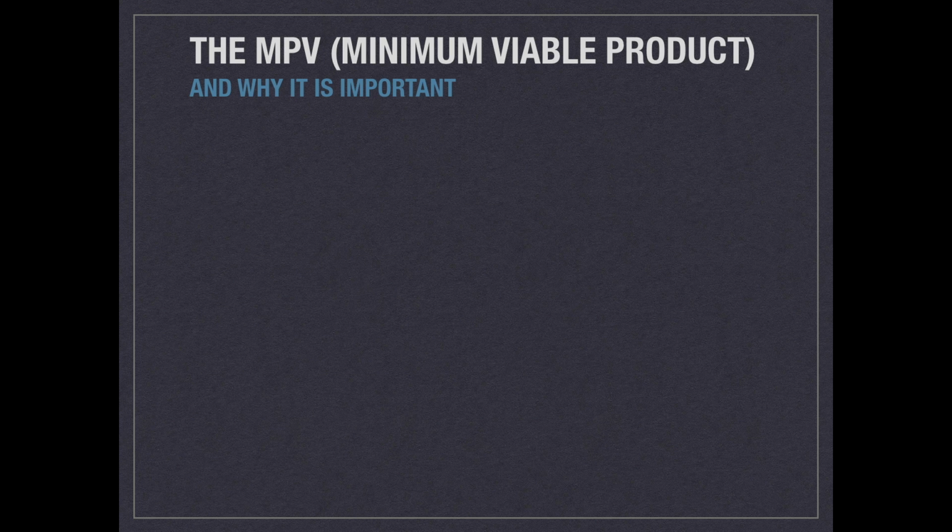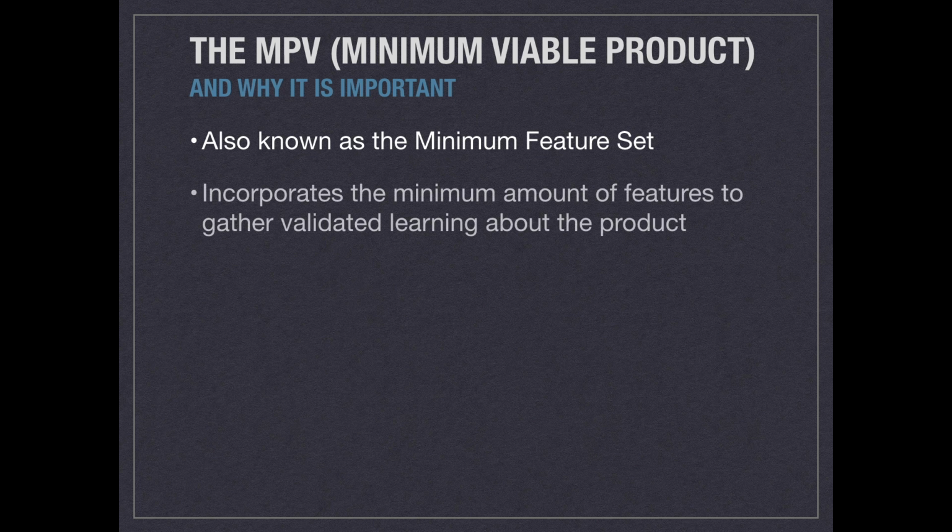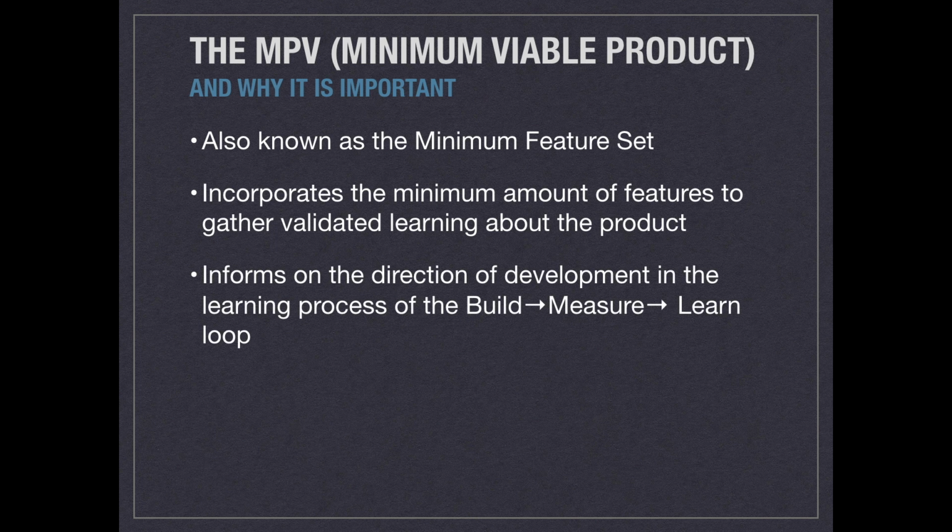Let's take a look at the MVP, the minimum viable product, and identify why it's important. First, it's known as the minimum feature set. This minimum feature set incorporates the minimum amount of features to gather validated learning about the product. Through this validated learning, we get information on the direction of development in the learning process of the build, measure, learn loop. And finally, it reduces wasted resources.